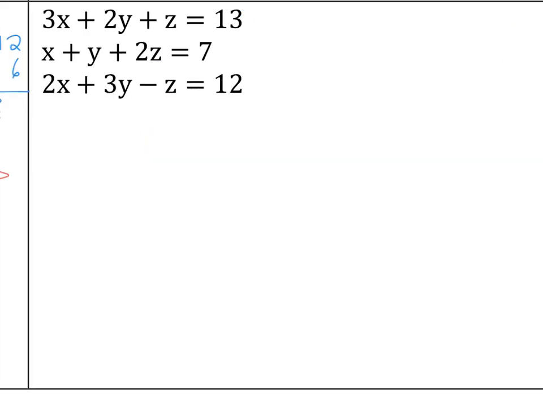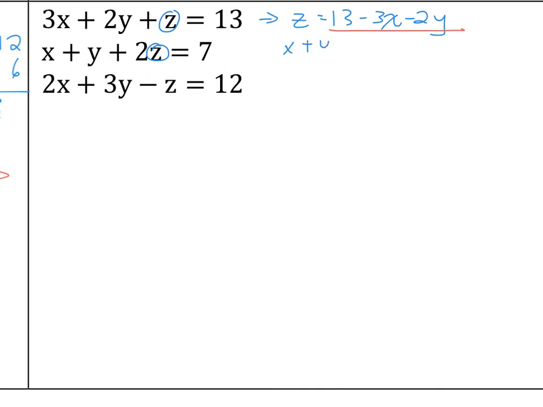Okay, for the next problem, it's also the same thing, and we just want to do another practice here. I'm going to isolate the z, or the positive z. So z would be 13 minus 3x minus 2y. I'm going to set this aside. Now I'm going to sub in z for this expression here.